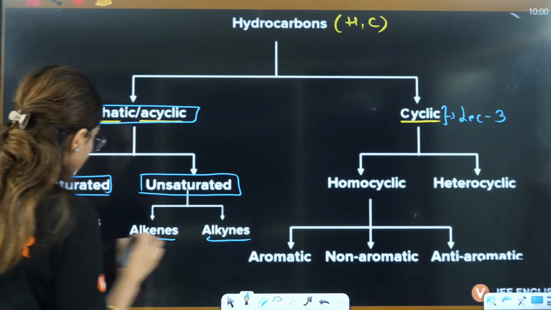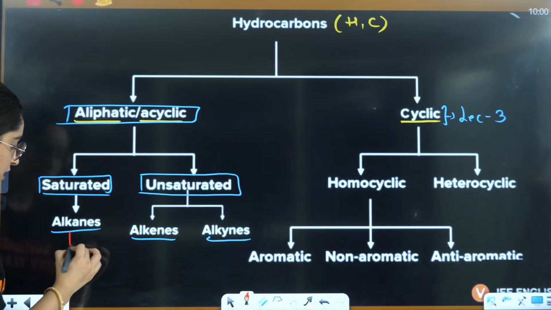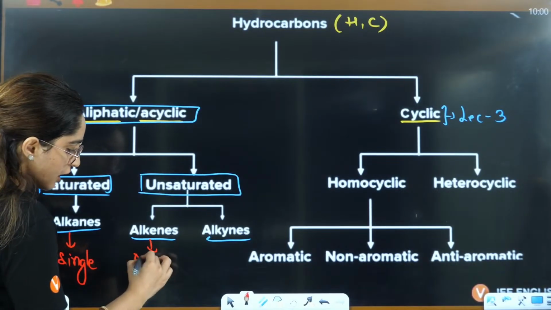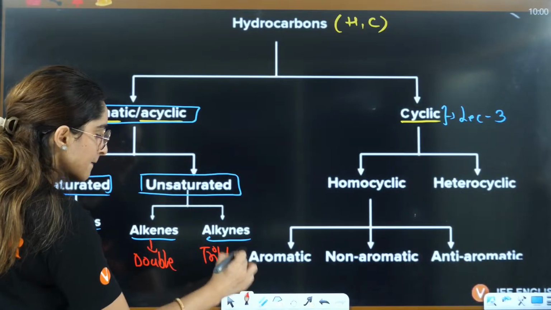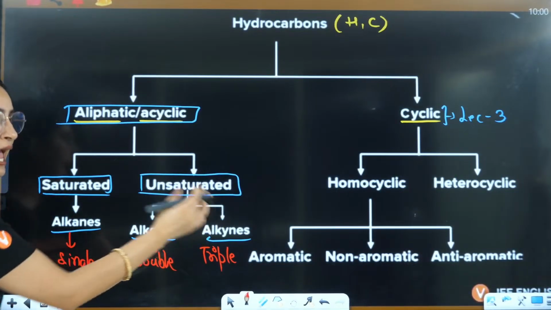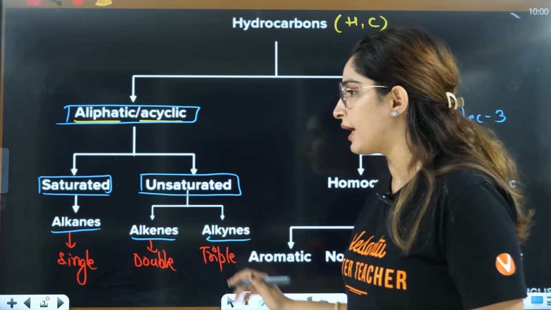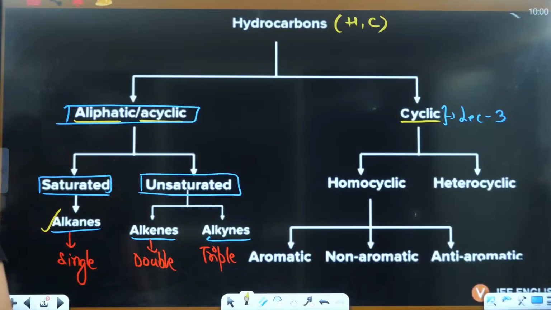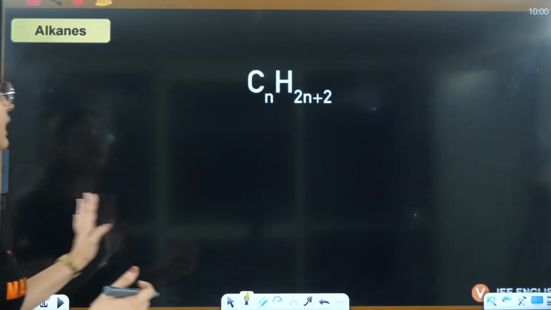Now if you see this here, in alkanes you will have single bonds, this will have double bonds and this will have triple bonds, right? Alkane, alkene, alkyne. And today we are going to talk about alkanes. Okay, today our topic is going to be alkanes. Right, everybody? Now, let's understand this more.